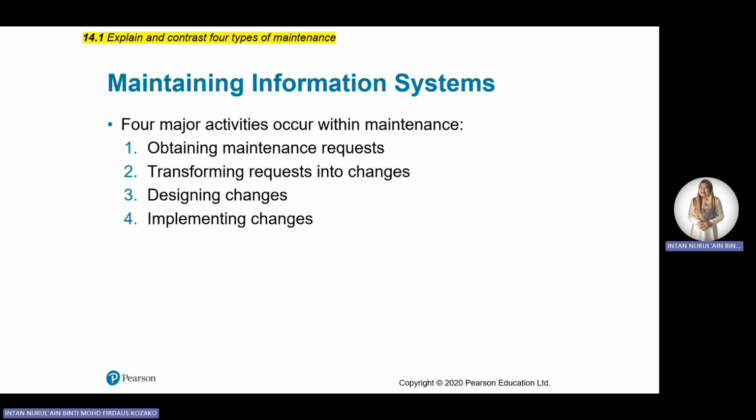4 major activities occur within maintenance. First, obtain maintenance requests if the system needs to be maintained, then transform requests into changes, design changes, and lastly, implement the changes. Even though the system has been implemented, in the maintenance phase you will find out there are several issues that can occur after the implementation phase. That's why during maintenance, sometimes suddenly the system changes, the system needs to be upgraded. So during maintenance you can still do that implementation.